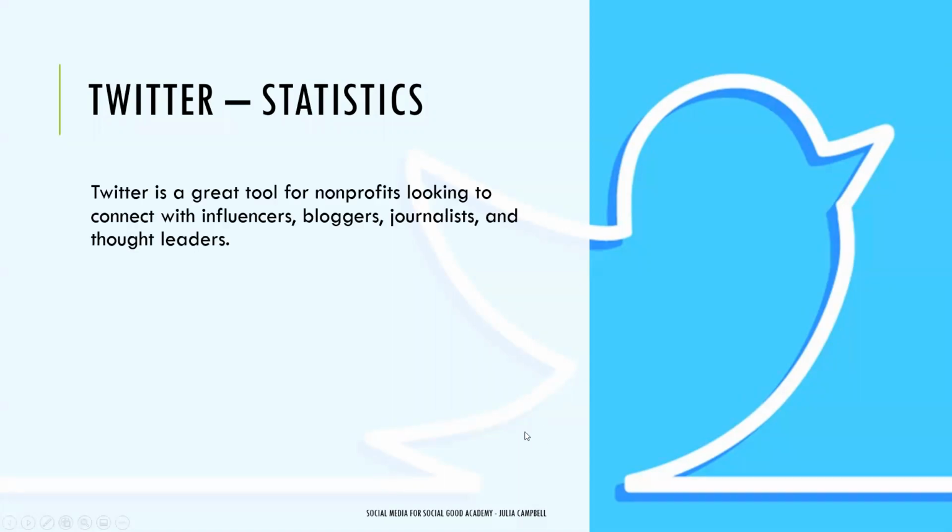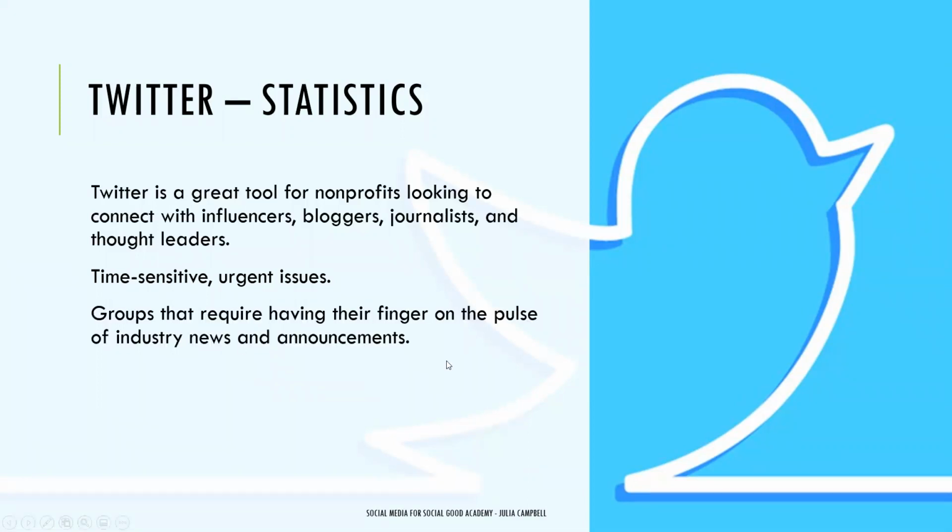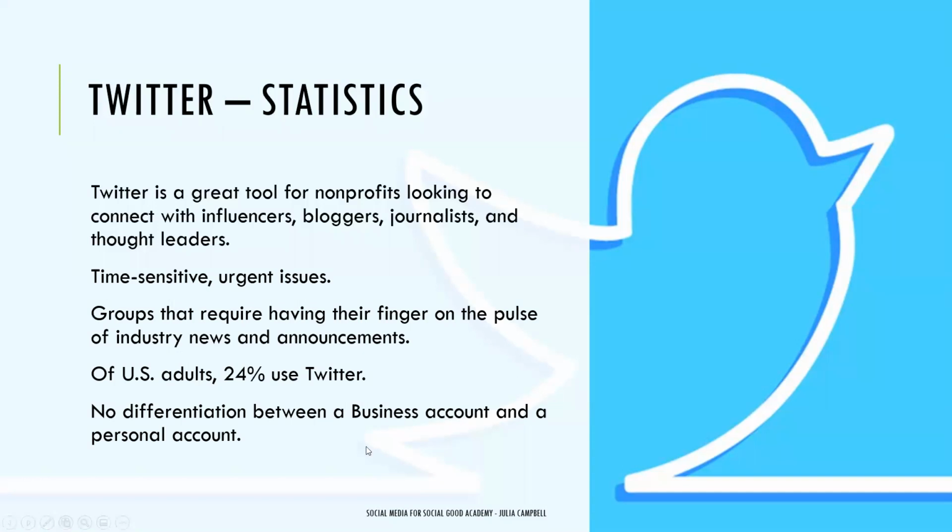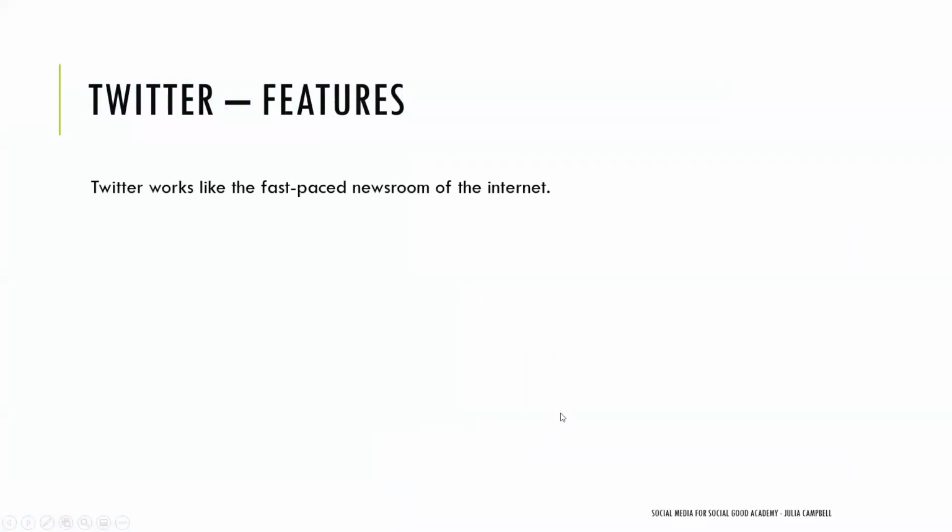Okay, Twitter. What are some statistics? That's my least favorite word. I can't say it. Statistics. It's a great tool if you're looking to connect with a specific type of people. It's good for time-sensitive and urgent issues. It's good if you want to use it as a search engine. It's fantastic as a search engine. 24% of US adults use Twitter. And it's not like Facebook or Instagram or LinkedIn. You don't have to have separate accounts. Everything is just a business account.